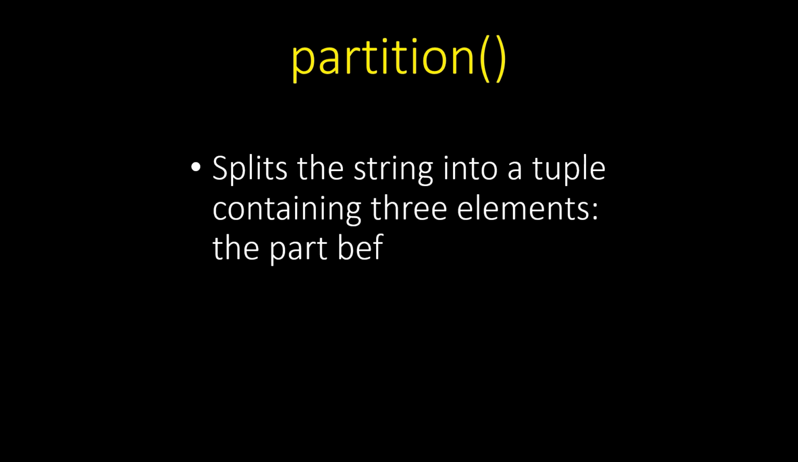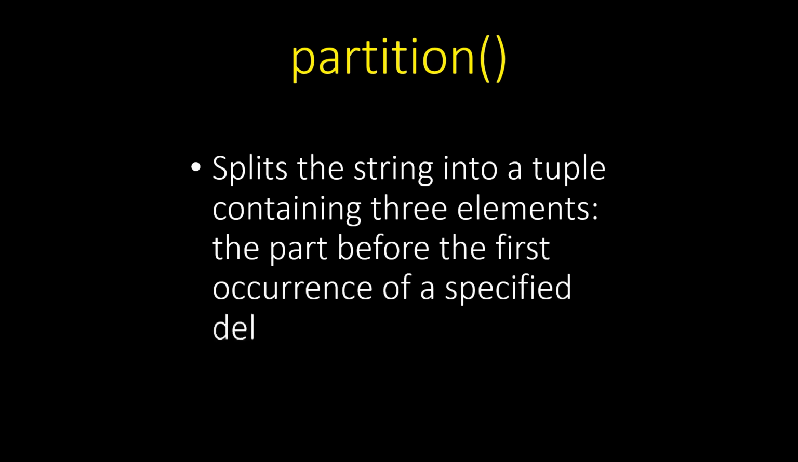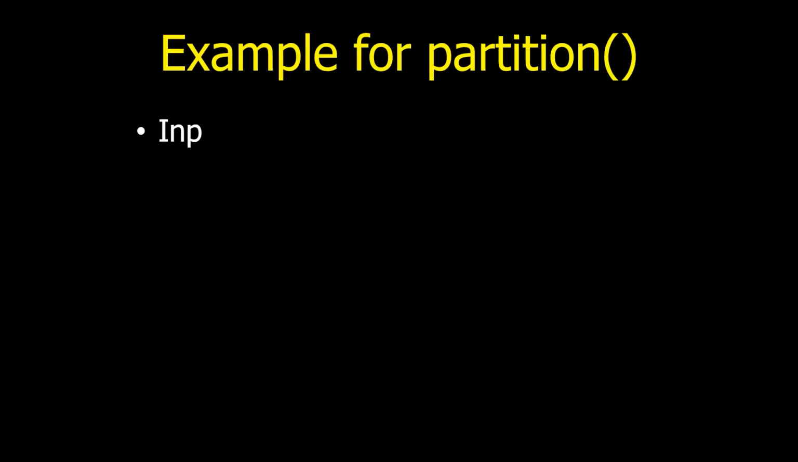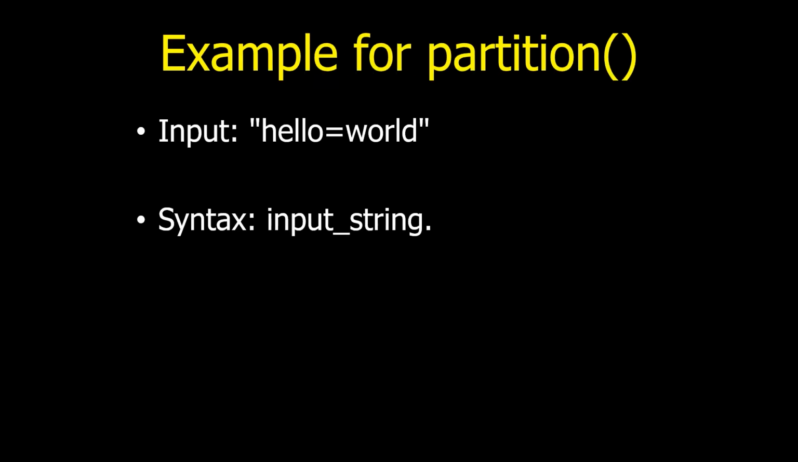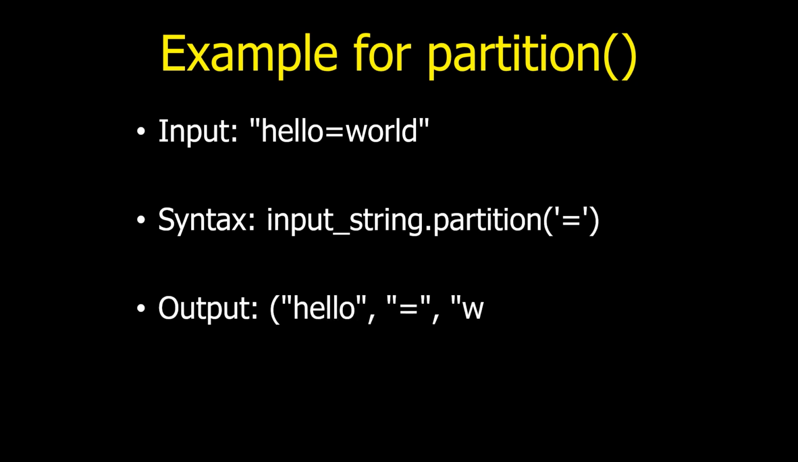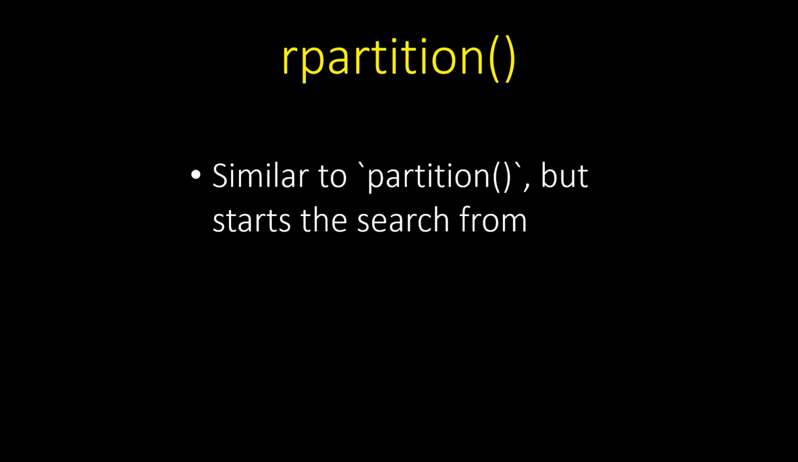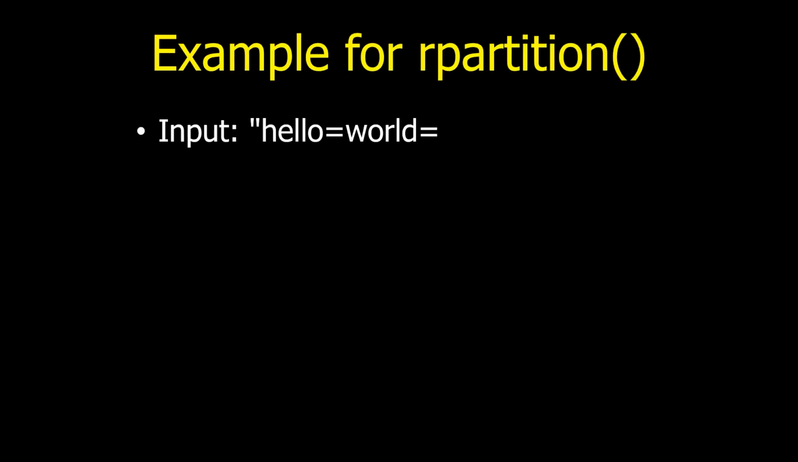If you want to divide a string based on a specific delimiter, use the partition method. For the string "hello=world", partitioning around the equal sign gives us a tuple: hello, =, world. Similarly, rpartition does the same but starts the search from the end. With "hello=world=Python", we get hello=world, =, Python.